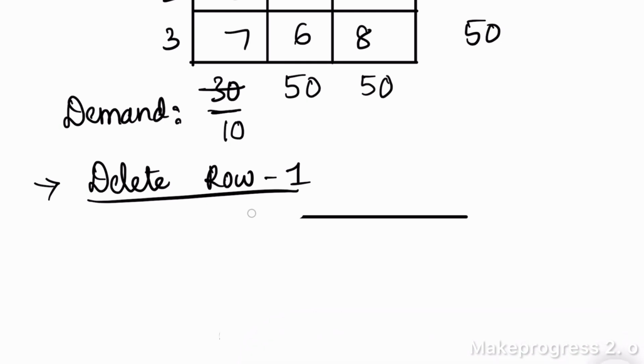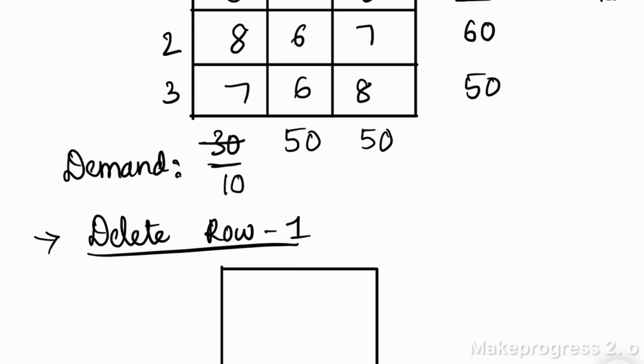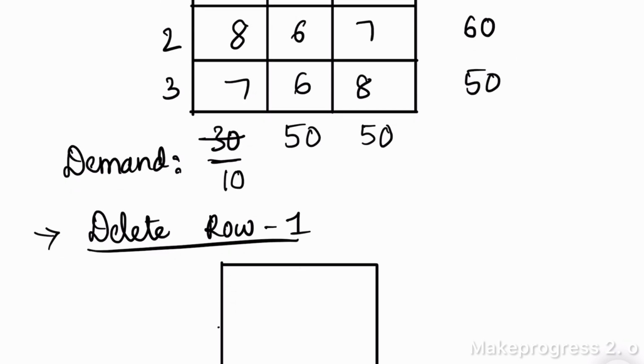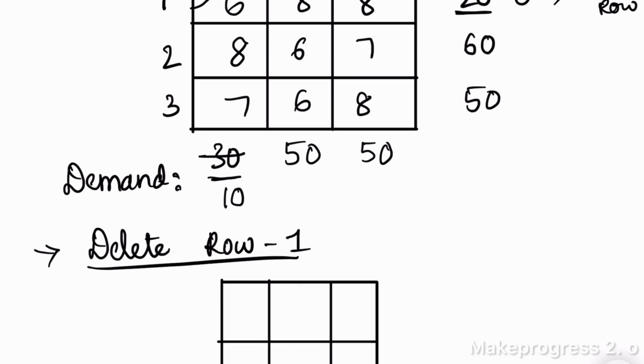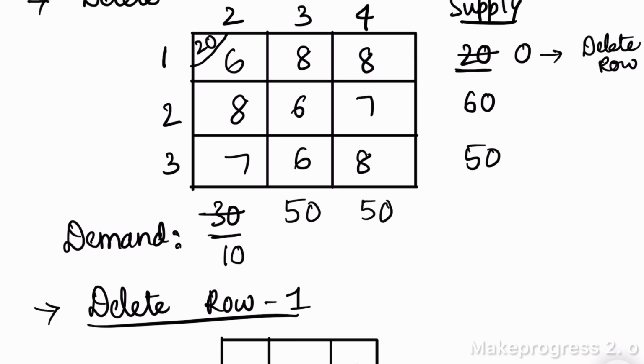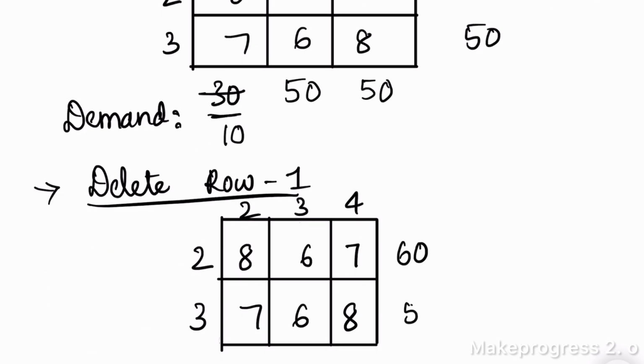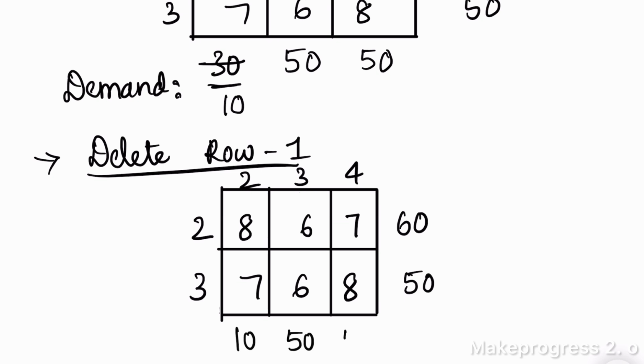Let me redraw the table again. By deleting the first row, I am redrawing the table. I'll have only 2 rows, 2 and 3, and only 3 columns, 2, 3, 4, since we have deleted the first column and first row. Next, writing the supply values 60, 50 and the demand values 10, 50, 50. This is supply, and the horizontal is demand.